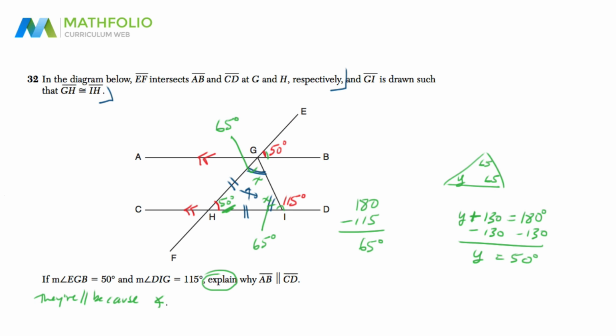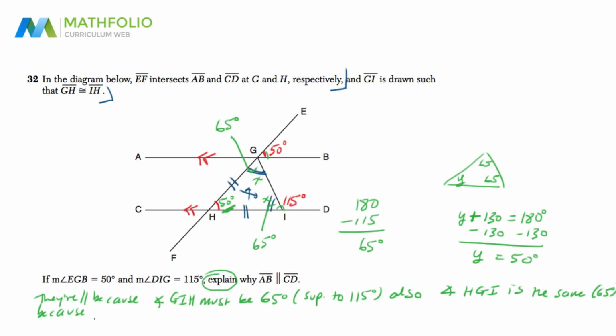Angle GIH must be 65 degrees. You could say supplementary to 115 degrees. Also, angle HGI is the same, which is 65 degrees, because triangle HGI is isosceles.